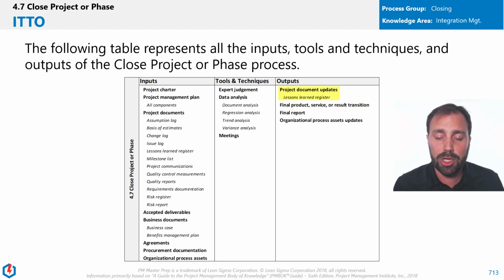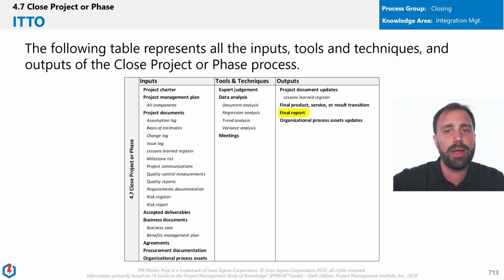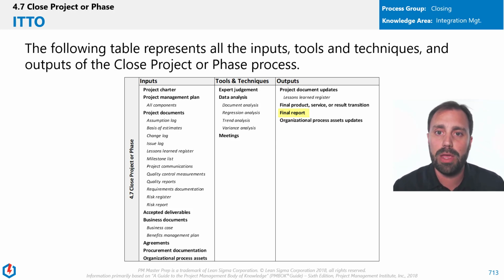Another big output is we're going to update all the documents, make sure they're good, focus on the lessons learned register, and we're going to create a final report that summarizes the cost performance, all the lessons learned, all the details, all the specs on the project, and then we're going to give it to both the sponsor, the customer, and keep it internal, probably the PMO, right?